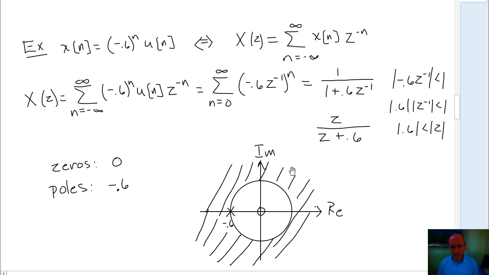Now if we write that out in the complex plane, we have a real axis and the imaginary axis. Negative 0.6 is over here, and so I'm going to use x's to write our poles and zeros to write our zeros, and so we have a pole at minus 0.6. We have a zero at the origin, and for our region of convergence, we see that the magnitude of z has to be greater than 0.6. Now, if we draw a circle with radius 0.6, everything outside that circle is going to be our region of convergence.